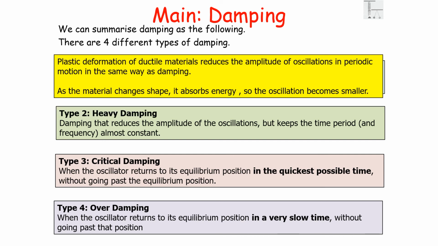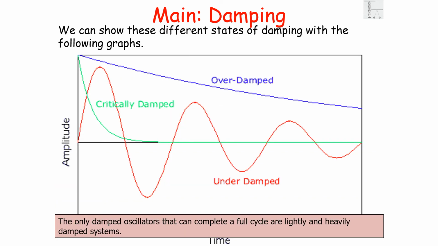Also, plastic deformation of ductile materials reduces the amplitude of oscillations in a periodic motion in the same way as damping. As the material changes shape, it absorbs energy, so the oscillation becomes smaller. Here you can see different graphs showing damping. So you've got overdamping, critical damping, and underdamping. The only damped oscillators that complete a full cycle are light and heavily damped systems, not critical or overdamped.